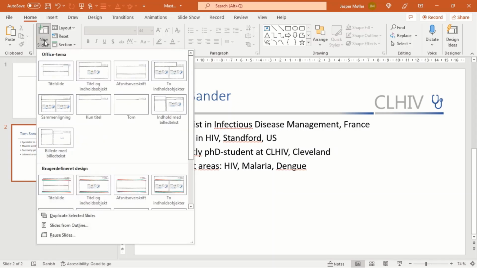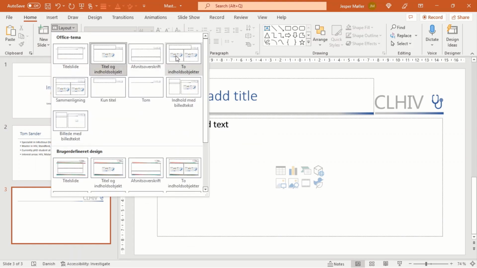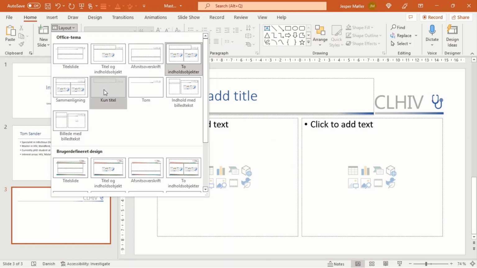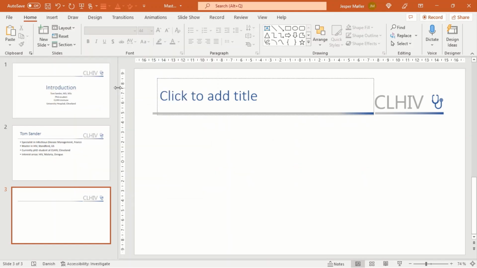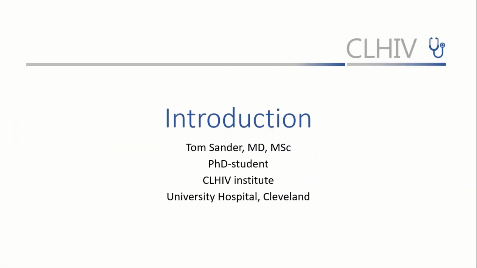And now, if I insert a new slide, and that's where you save time, it's ready to use. It could also be with two columns, or it could be a blank one only with a title or what. So it's ready to use. And that's where you save time. So his introduction now looks like this. And that's it.